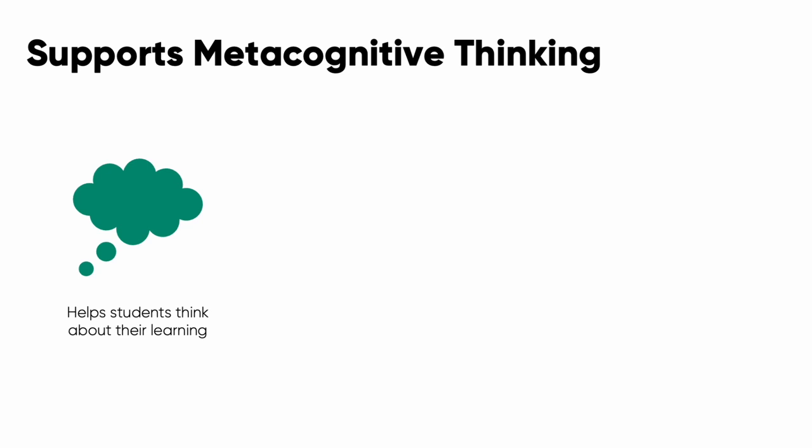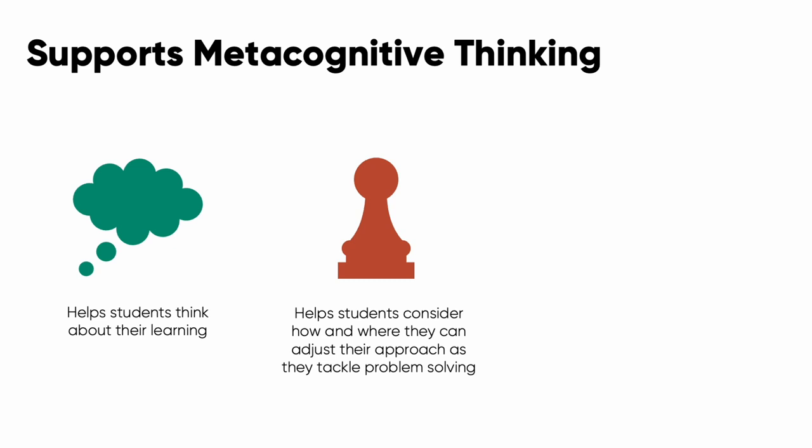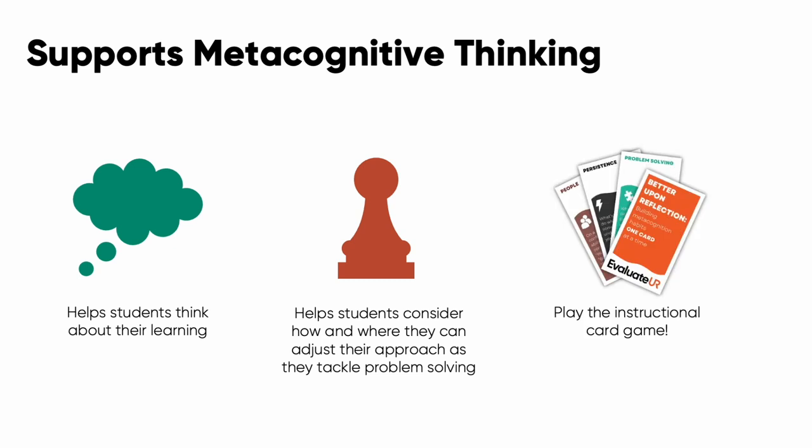eCompete enhances and supports students' metacognitive thinking, that is, how they think about their learning, and about how and where they can adjust their approach as they tackle problem solving. To introduce the concept and facilitate this type of thinking, there's an instructional card game that complements eCompete. Cards are printed on demand and can be used instructionally at any point in the eCompete process. We provide a menu of suggestions about how best to use the cards.